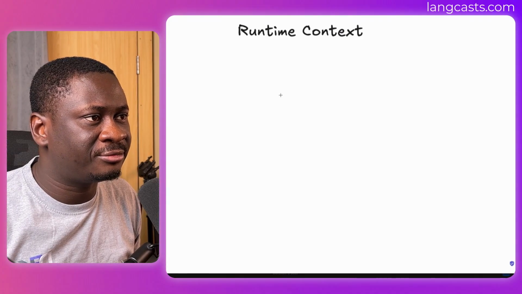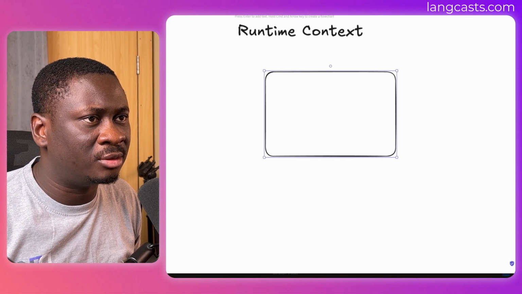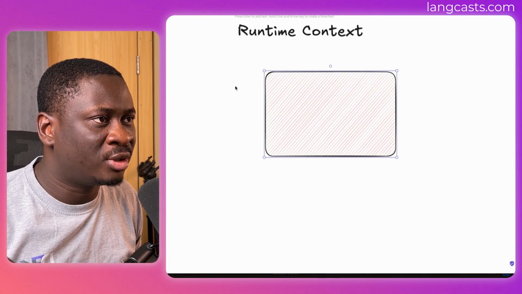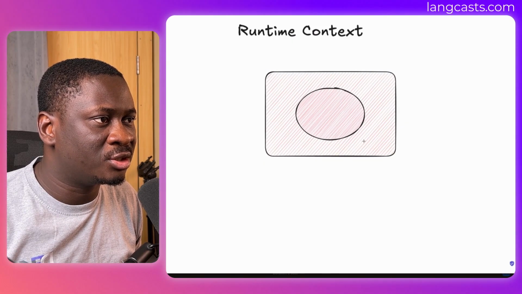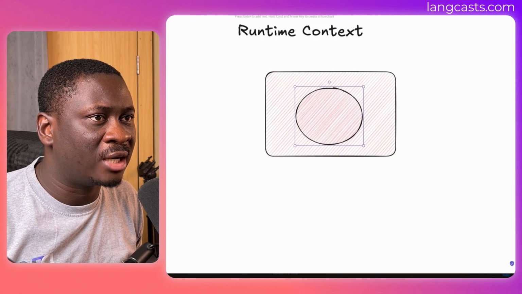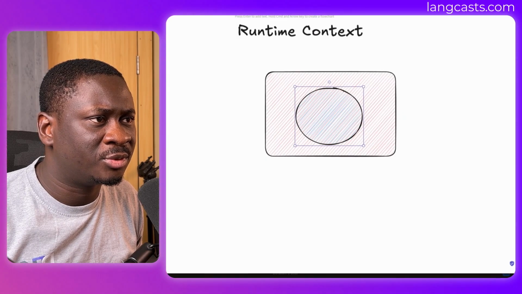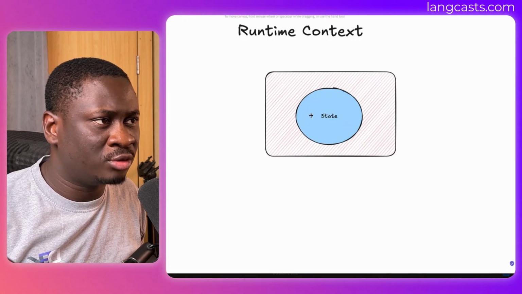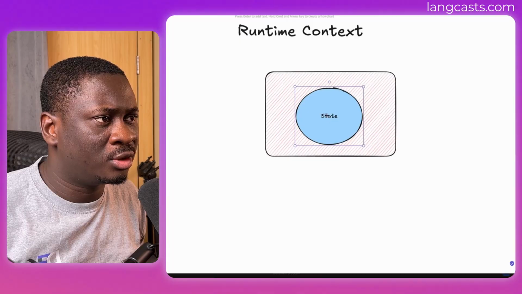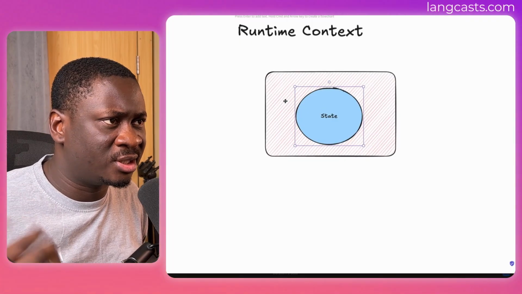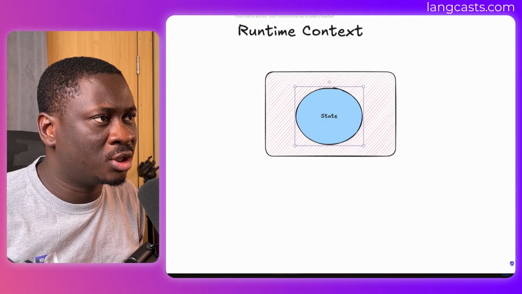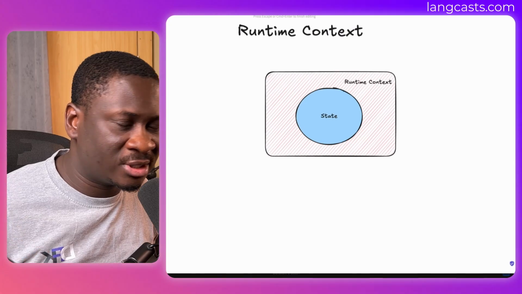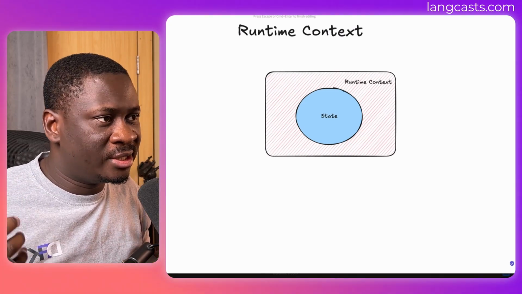So let's say you have a graph. Let's say you have your graph. So you have your state already operating in your graph. So let's say this is your state. But you want to have some values available in your graph that are not going to change, that the state is not going to change. So that's what you introduce a runtime context for. So you store these values in your runtime context, and your graph can always pick them up anytime it needs to access them.